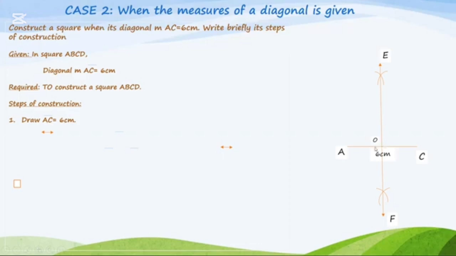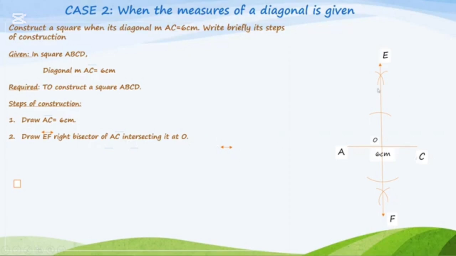The diagonal must be bisected, so here OA and OC must be equal. They must be congruent. So here we have drawn the right bisector which bisects the diagonal AC into equal parts. So let's write down the steps together. Draw EF, the right bisector of AC, intersecting it at O.